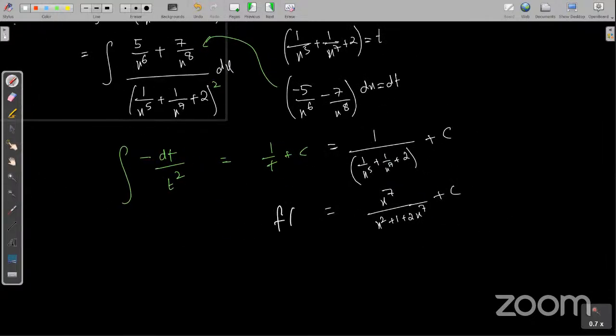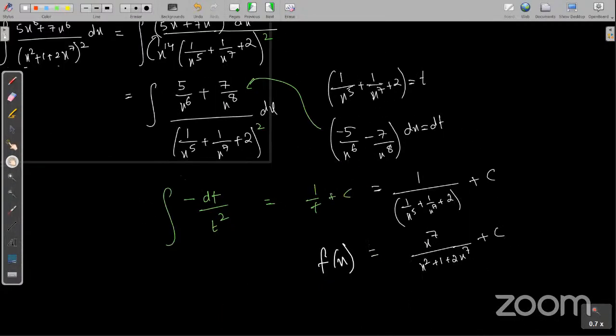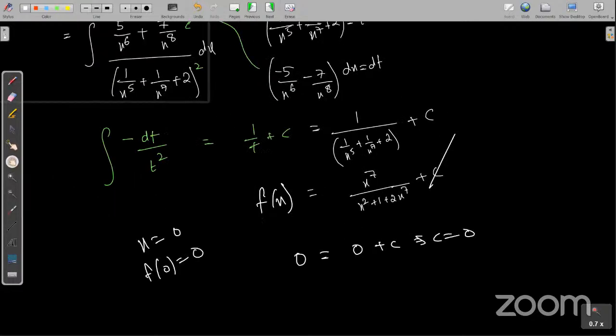So what we have got is f of x, and what he has given to us is f of 0 is equal to 0. So x is equal to 0, f of 0 is equal to 0. So this is equal to 0 divided by 0 plus c. So c is equal to 0. That implies c is equal to 0. So this is gone.